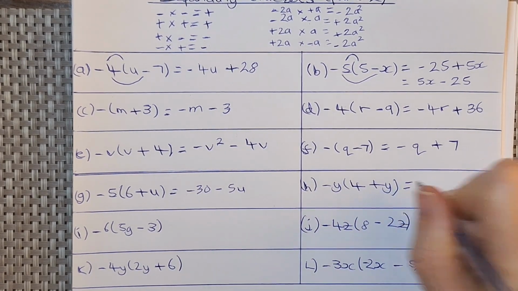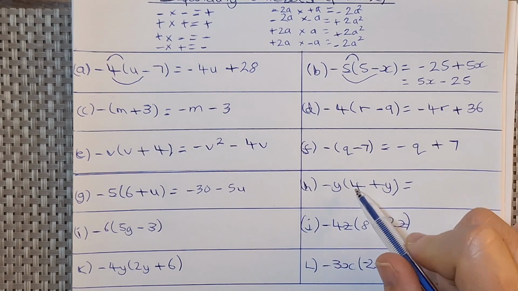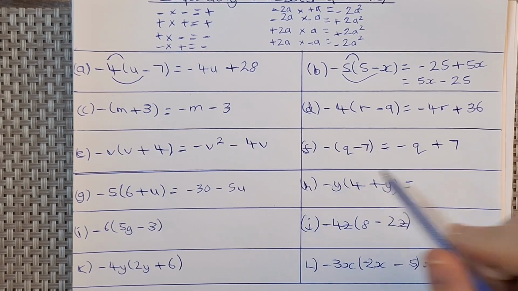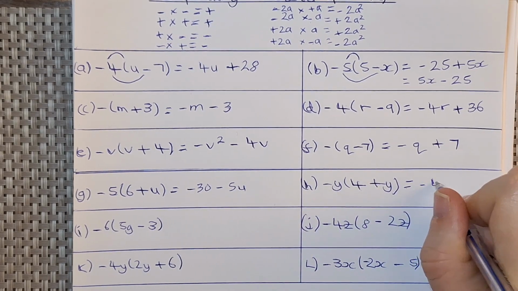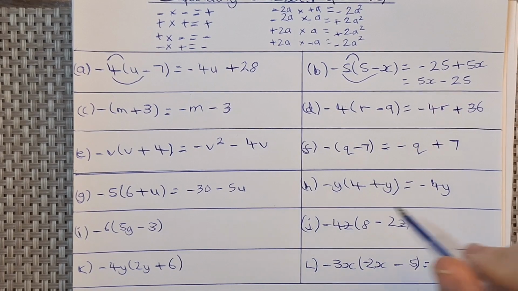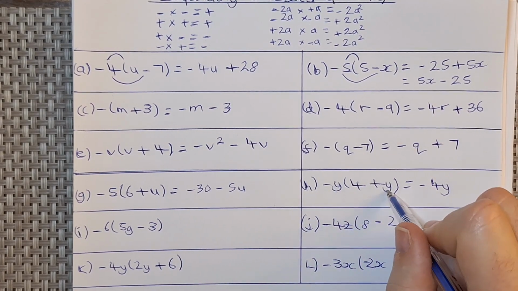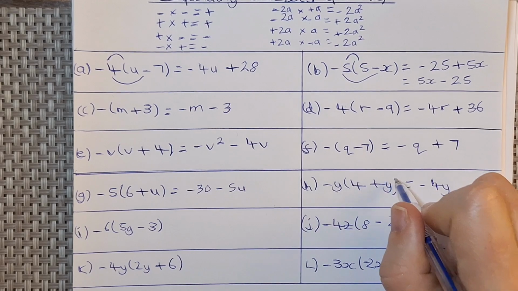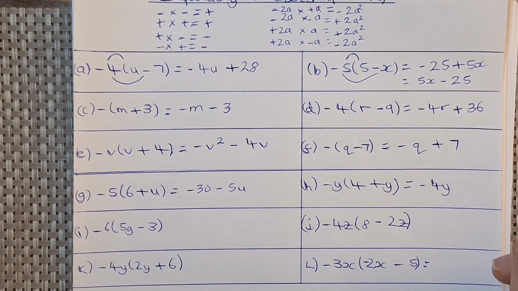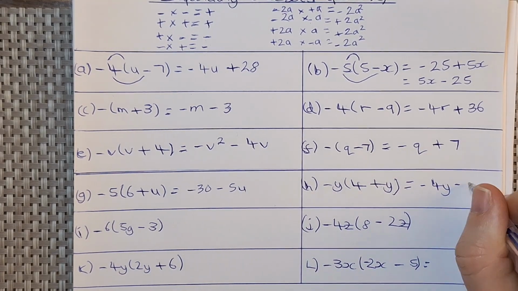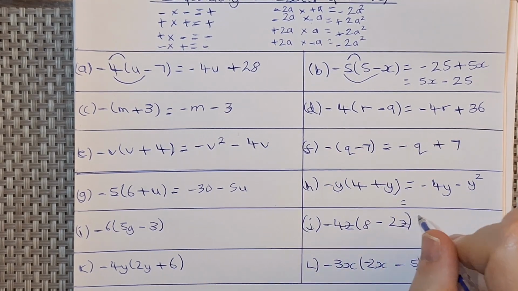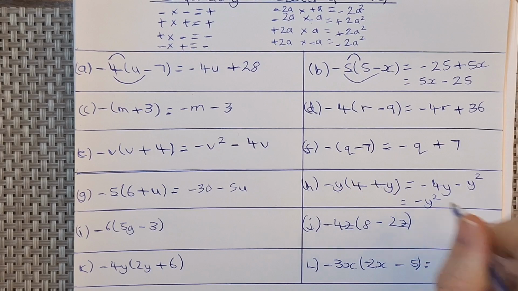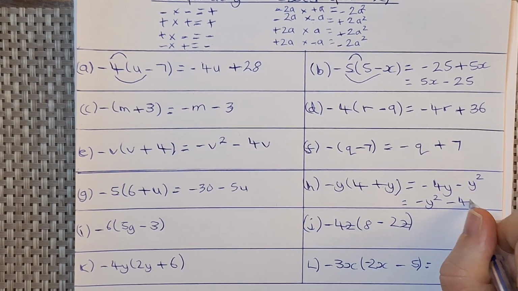Next question here. We've got minus y times 4, a minus times a positive. y times 4 is 4y, therefore minus 4y. And then minus y times y. Again, y times y, we add the powers, so it's y squared. Minus times positive is negative, so it's minus y squared. We can write our highest power first: minus y squared minus 4y.